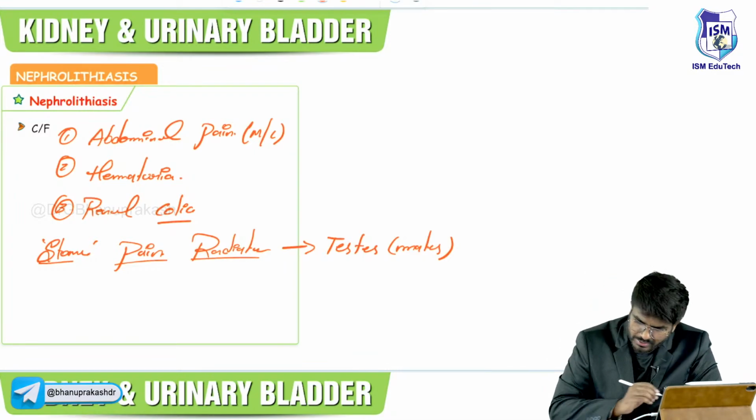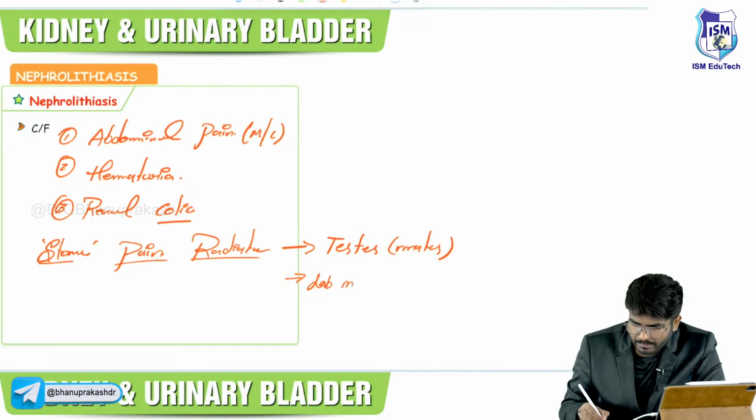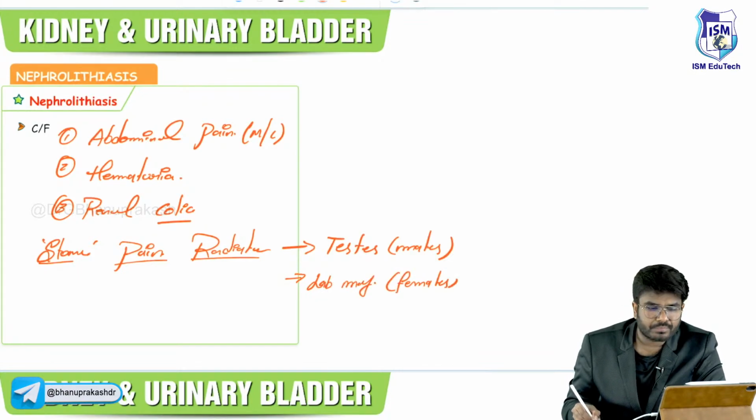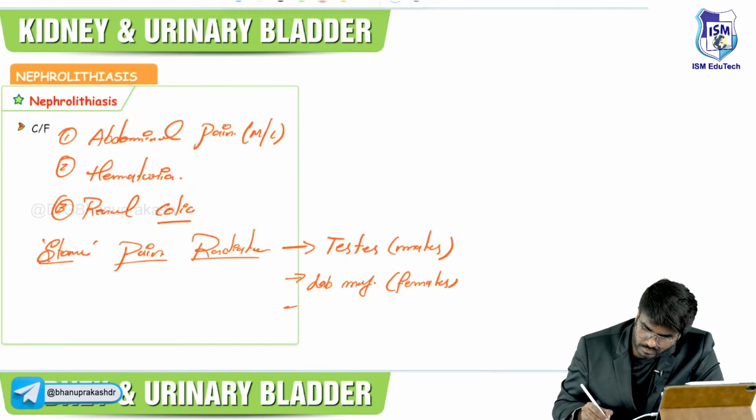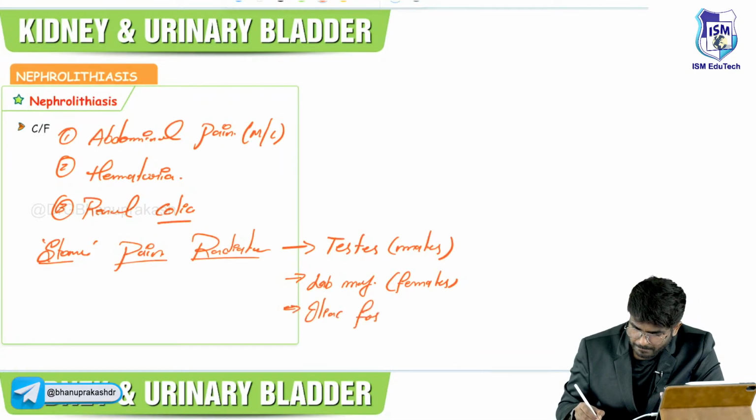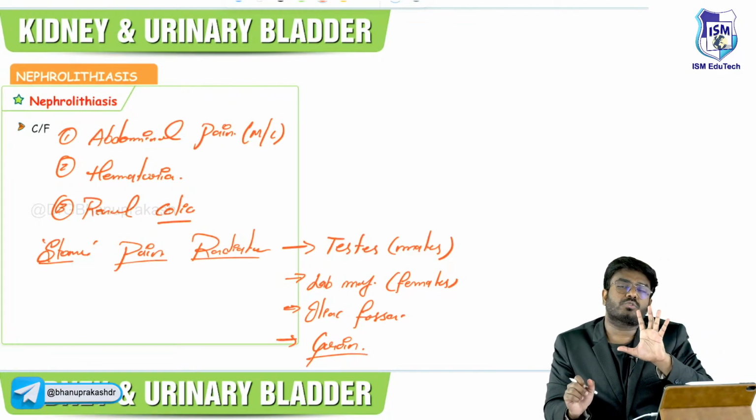In females, the pain radiation is going to be seen towards the labia majora. That's the one thing which I want you to know. And even the pain can radiate to the iliac fossa. The pain can radiate to the groin region. So it depends on where the stone is present.